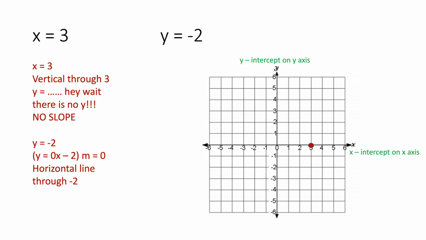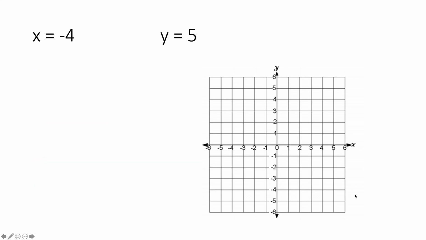So here is 3 on the x-axis, and there's my vertical line through 3. That line that I just drew is a picture of x equals 3. y equals -2 is a horizontal line through -2. So this vertical line is x equals 3. The horizontal line is y equals -2. You try the next one. Go ahead.